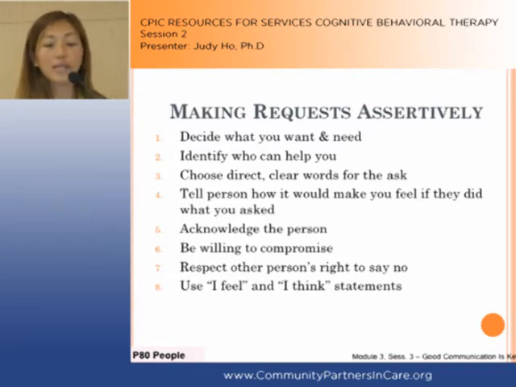So the steps for making a request assertively are to decide what they want and need, identify who the person is that can help you get your want, choose direct, clear words and sentences for the ask, tell the person how it would make you feel if they did what you asked, acknowledge the person for listening, and be willing to compromise if they're not wanting to go for your first choice solution. Also respect the other person's right to say no.